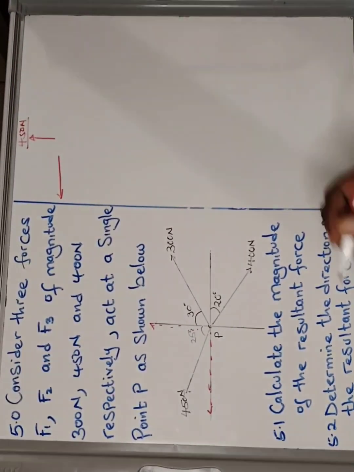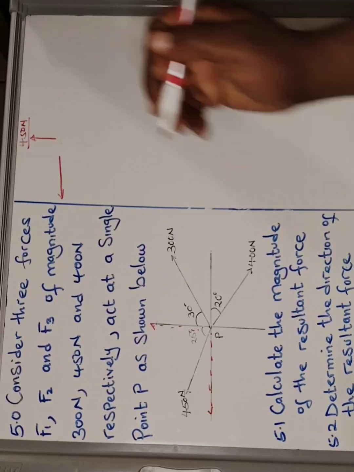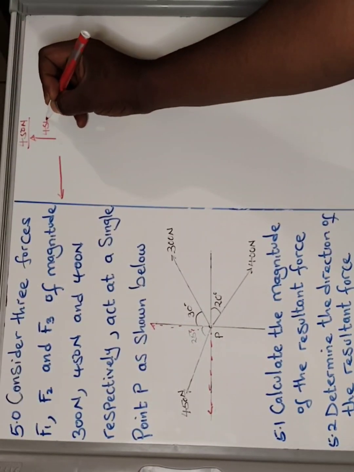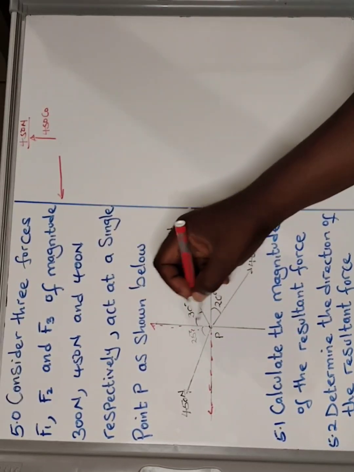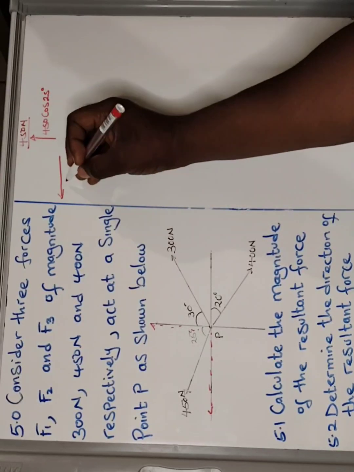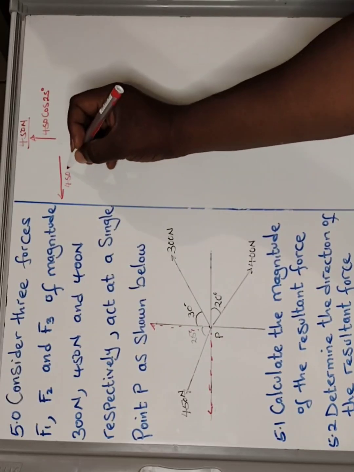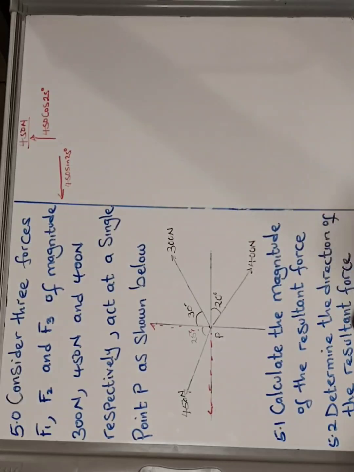Remember, the component next to the angle is a cos. So what are you going to get? This one is going to be 450 cos 25 degrees. This one is going to be 450 sine 25 degrees. Okay, we are done with this one.